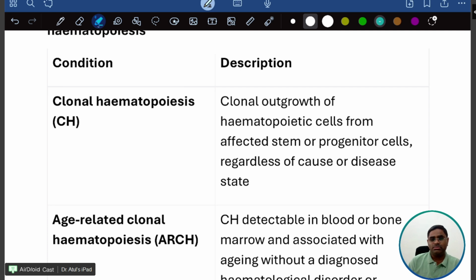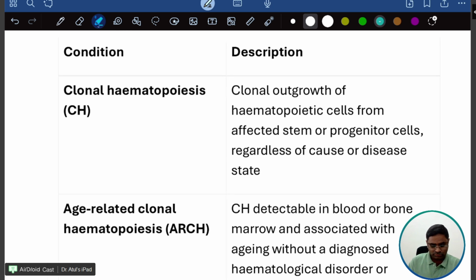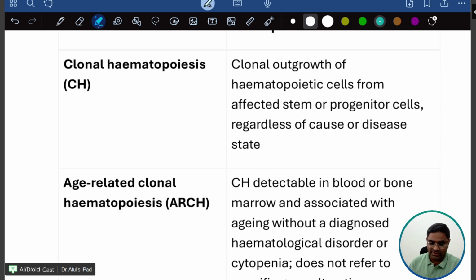You can read the description by pausing the video or reading from the notes, but let me explain this table in a simplified way. So the first term is clonal hematopoiesis. It is a clonal outgrowth of hematopoietic stem cell. From the affected stem cell or progenitor cell, this outgrowth occurs, and it is regardless of cause or disease state.